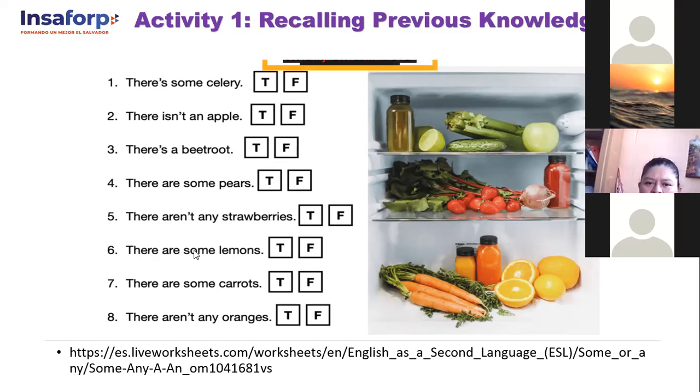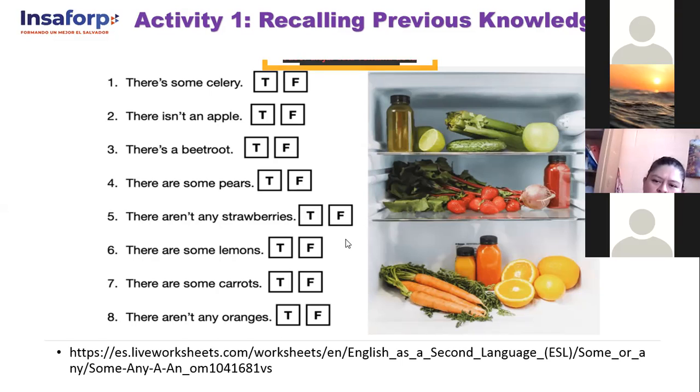There are some lemons. It's true. Yeah, that's true. And number seven, there are some carrots. True or false? It's true. Number eight, there aren't any oranges. True or false? It's false. It's false because we can see the oranges over here.